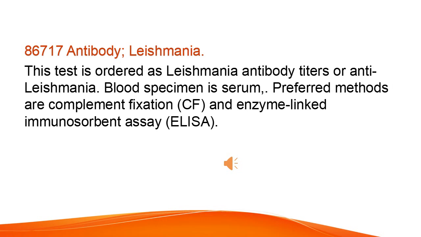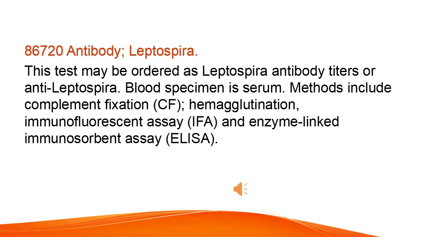Antibody, Leishmania. This test is ordered as Leishmania antibody titers or anti-Leishmania. Blood specimen is serum. Preferred methods are complement fixation, CF, and enzyme-linked immunosorbent assay, ELISA. Antibody, Leptospira. This test may be ordered as Leptospira antibody titers or anti-Leptospira. Blood specimen is serum. Methods include complement fixation, CF, hemagglutination, immunofluorescent assay, IFA, and enzyme-linked immunosorbent assay, ELISA.